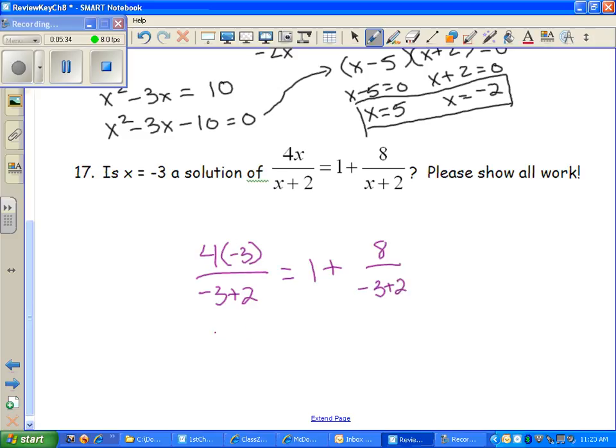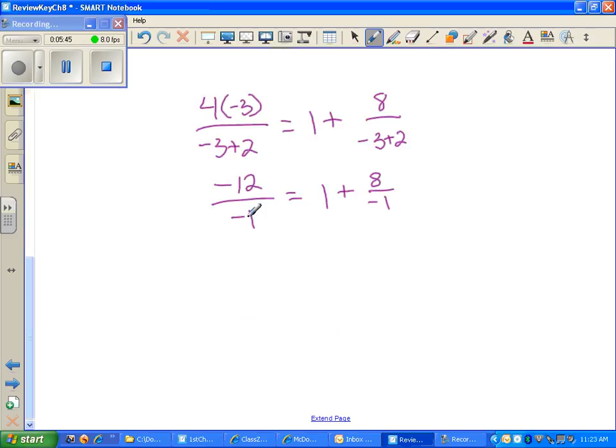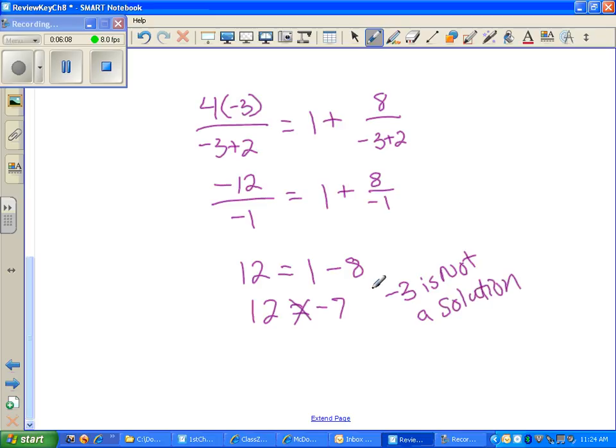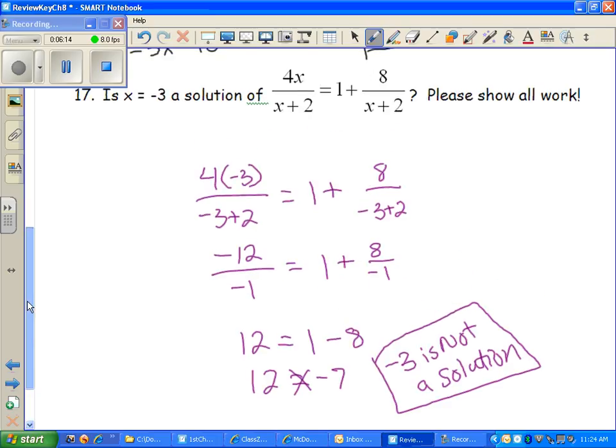So on the left side, I'm going to have -12 there on top. -3 plus 2 is -1. 1 plus 8 over -3 plus 2 is -1. So here I'm going to get positive 12 equals 1. 8 divided by -1 is -8. So 12 equal to 1 minus 8, -7. Is 12 equal to -7? No, it is not. So -3 is not a solution to this problem. So this is the answer, and you would have to have the work plugging it in to show. You don't just get to say yes or no.